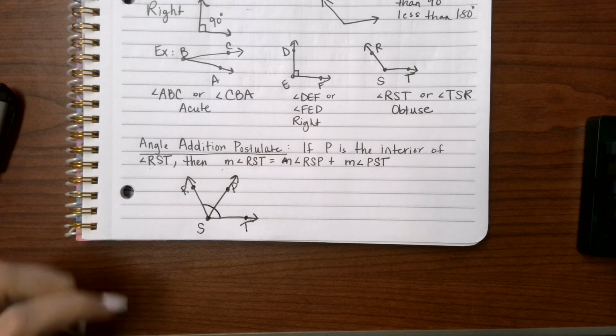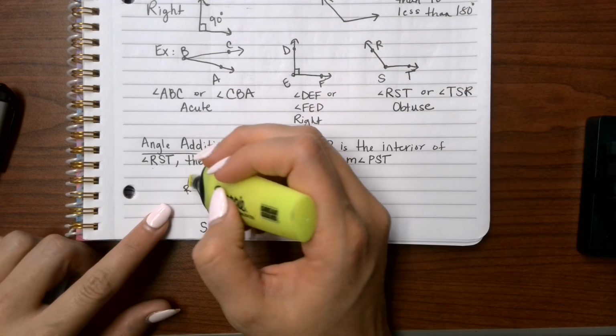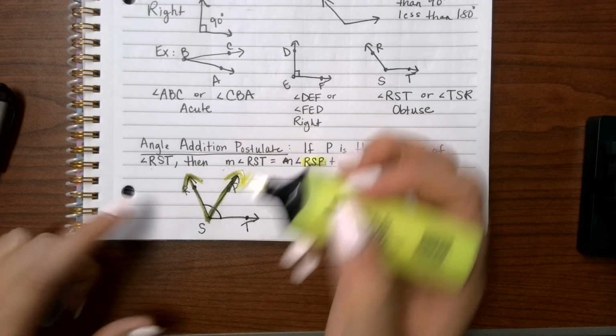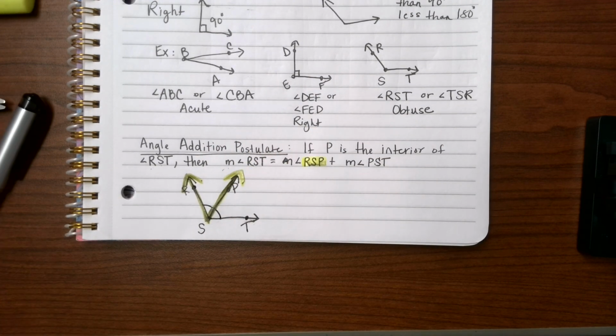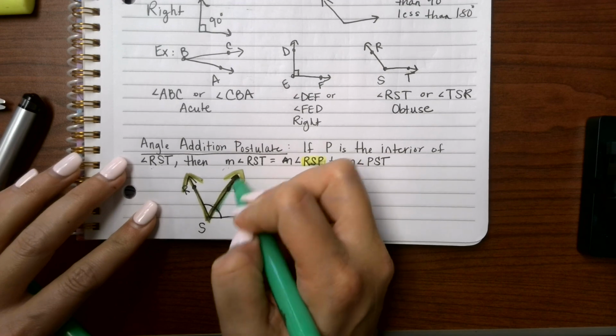RST is equal to the measure of angle RSP. So RSP is this yellow angle. Plus the measure of angle PST.